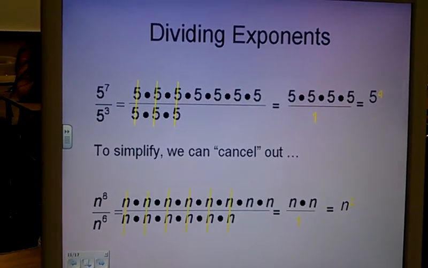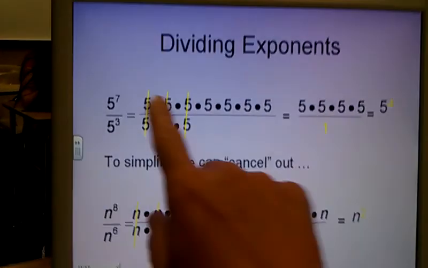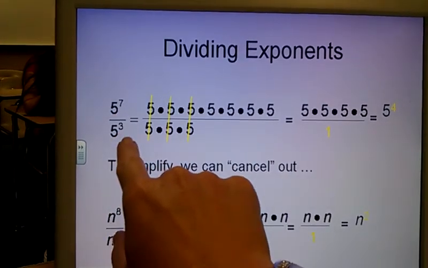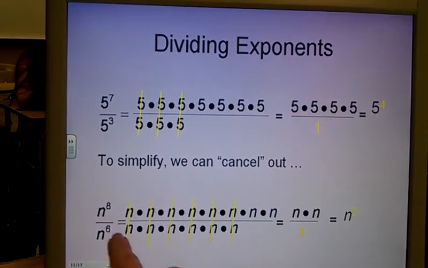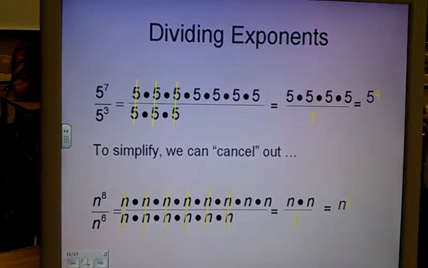Well, what's happening to these exponents? In the top one right here, what am I doing to 7 and the 3 to get to 4? What am I doing to 8 and 6 to get to the 2?